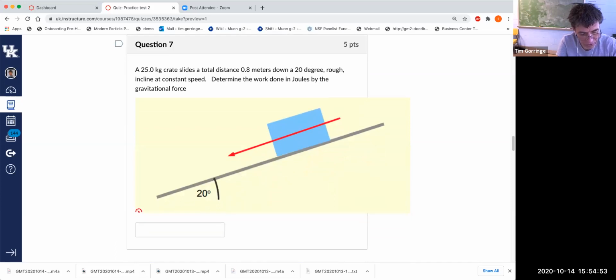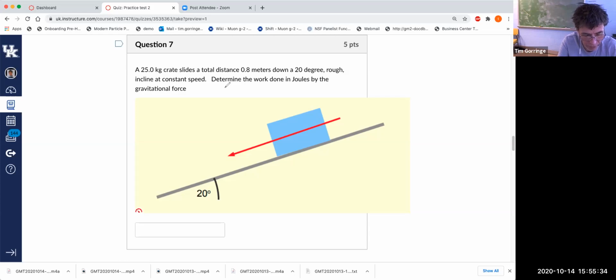Okay, now we're on to question 7. And question 7 actually has several parts to it, really, questions 7, 8, 9, and I think 10. They all refer to this particular situation. So in this situation, we've got a 25 kilogram crate that slides 0.8 meters down a 20-degree incline that is rough, i.e. has friction, and it slides with constant velocity, constant speed. And we're going to figure out the work done by various forces.